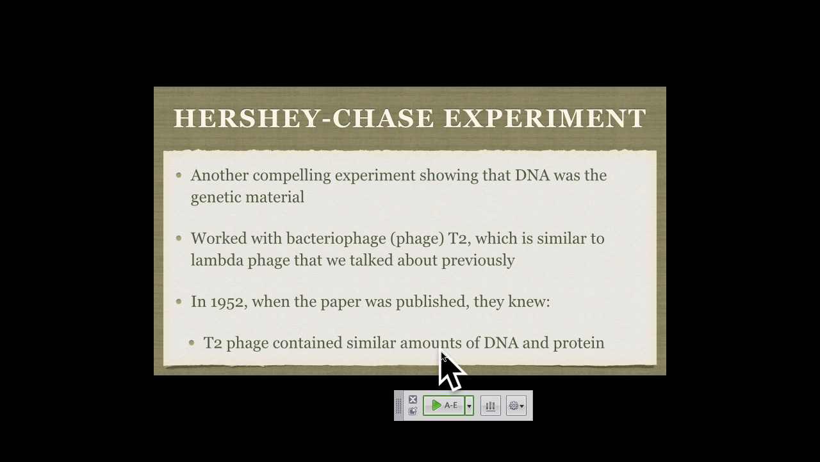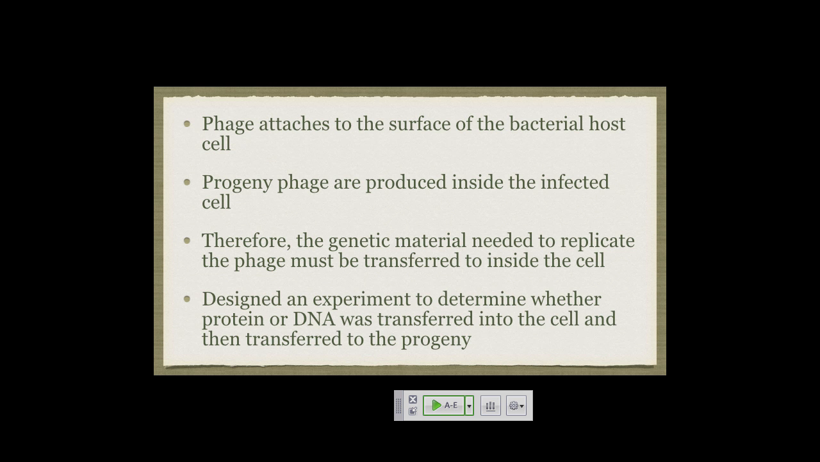One of those two had to be the genetic material. They also knew that the phage attached to the surface of the cell and that the phage progeny were coming from inside the infected cell. So whatever the genetic material was, it had to have been transferred into the cell. Okay? So the question is, how do we design an experiment to figure out whether it's either protein or DNA that's being transferred into the cell and possibly even found in the progeny phage particles?